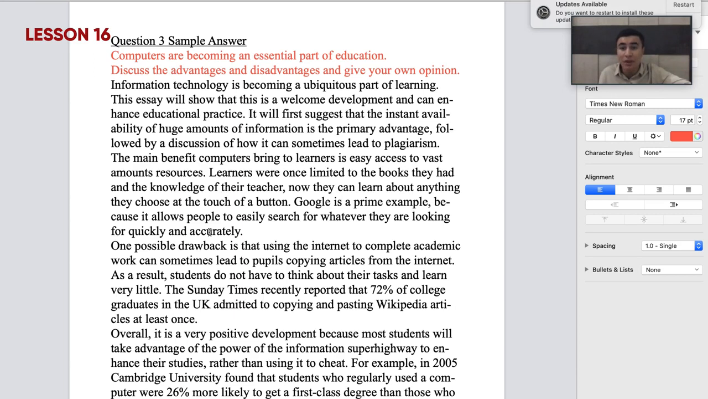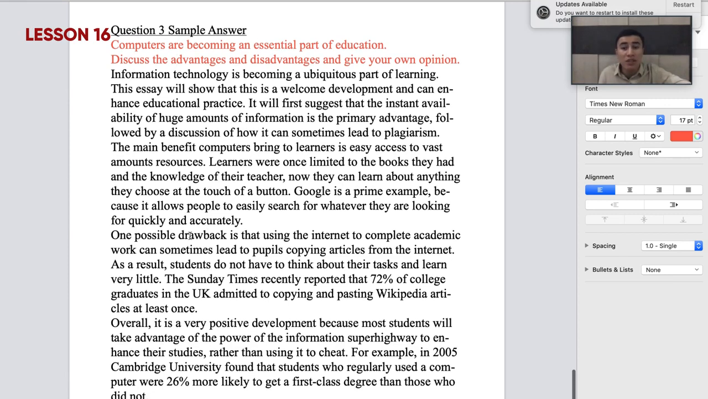Google is a prime example because it allows people to easily search for whatever they are looking for quickly and accurately. One possible drawback is that using the internet to complete academic work can sometimes lead to pupils copying articles from the internet. This is the main drawback, guys. So, topic sentence, and now we have to explain this point. As a result, students do not have to think about their tasks and learn very little. Okay, this is why plagiarism is negative.